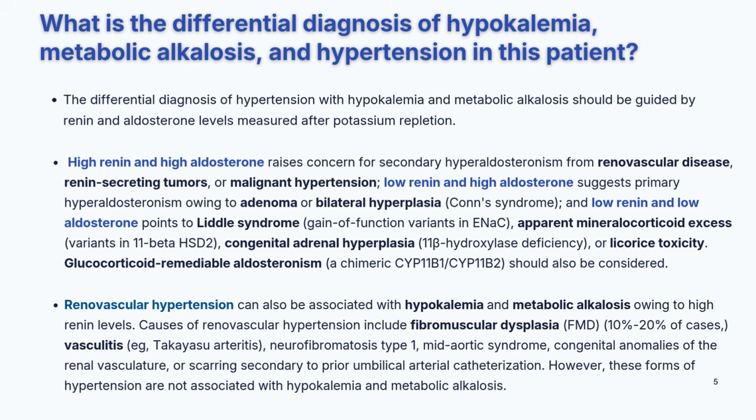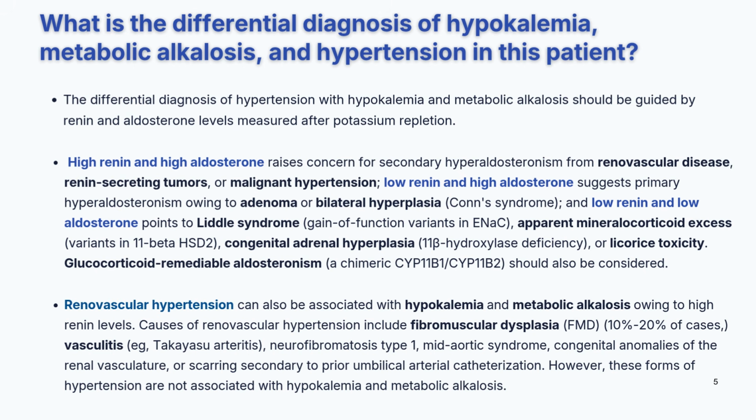Now, the differential diagnosis for hypertension with hypokalemia and metabolic alkalosis is all about understanding the renin-aldosterone axis and using it in the right way. The entire algorithm really starts with one thing: measure renin-aldosterone after correcting the potassium level. That step is essential and is one of the clinical pearls that textbooks mention, but they don't really emphasize how dramatically it changes your interpretation. So let's break it down in a practical, real world way.